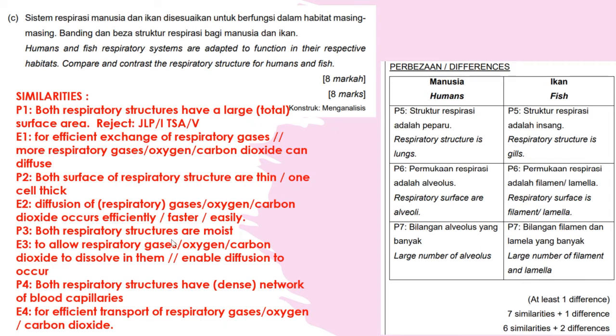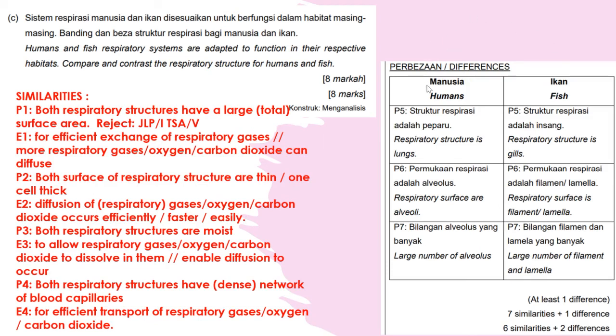So for point number one and its explanation, E1, don't write them as different points. You have to write them in one sentence. For example, both respiratory structures have a large total surface area for efficient exchange of respiratory gases. For point number two, both surfaces of the respiratory structure are thin for the diffusion of gases to occur efficiently, for example. So make sure you write in a suitable sentence.